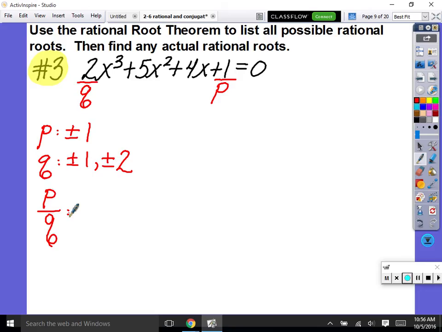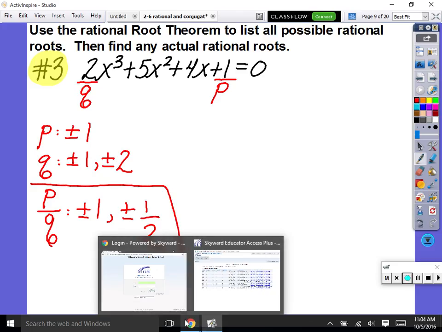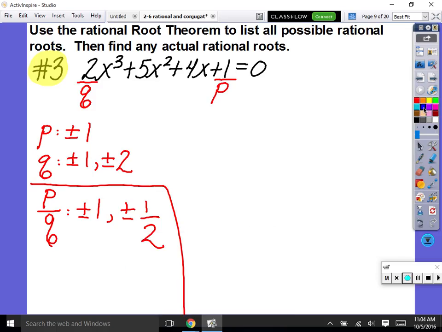So guys, doesn't that make sense on how really there's not that many? These are the only possible ones that are going to cross the x-axis. Okay, so 1 over 1 is 1, and then 1 over 2, right? That's it, correct? So do you see how there's only 4 possible rational roots here? Not that many, correct? So these are the possible rational roots. Does everybody feel good?